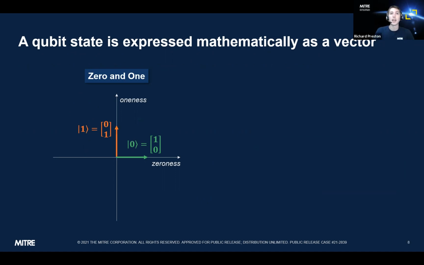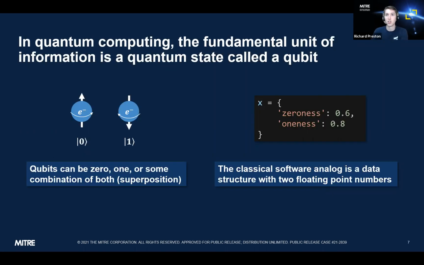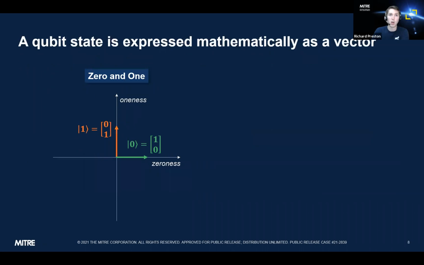Then we can say the qubit 0 has 100% zeroness and 0% oneness. So if we go back to this data structure, the zeroness would be 1 and the oneness would be 0. So that's the point 1, 0, the vector 1, 0. Similarly, the qubit 1 is expressed as the vector 0, 1 because we have no amount of zeroness and 100% oneness.